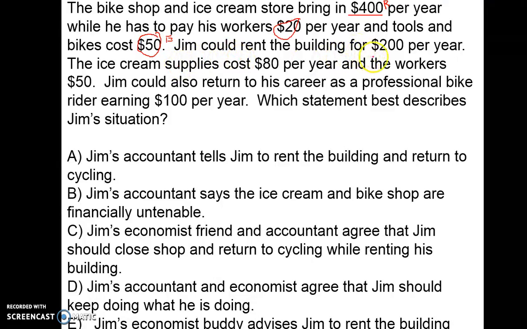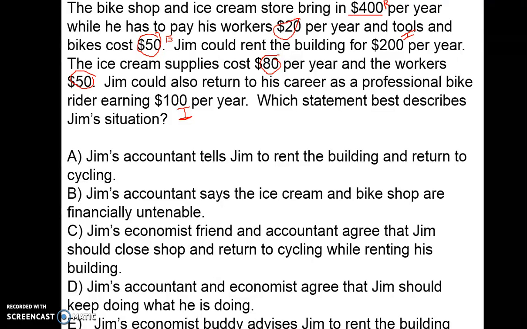Jim could rent the building for $200 per year. Ooh, tricky, Mr. Sutton. This looks like an implicit cost to me because that's income he could have got, but he's not because he's not renting it. He's using the building. The ice cream supplies cost $80 per year and the workers $50. So that looks like more explicit cost. Jim could also return to his career as a professional bike rider, earning $100 per year. That looks like implicit to me. That's foregone income because he can't do that and run the ice cream shop.